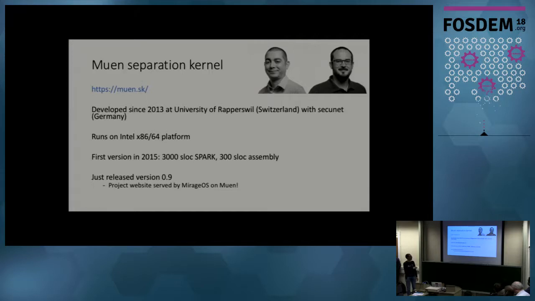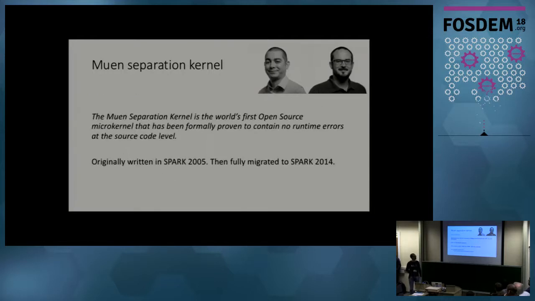It runs on x86-64, and the goal was to have this very, very small code base of 3,000 lines of code in Spark, 300 lines of code in assembly, generally, so it's only grown a bit since then, but it's very, very secure software on which they prove absence of runtime errors. The cool thing is that the latest version, their website, they put it on MirageOS on top of it. So it's really functional, and I mean, on their laptop they use Muen. It's really a functional separation kernel.